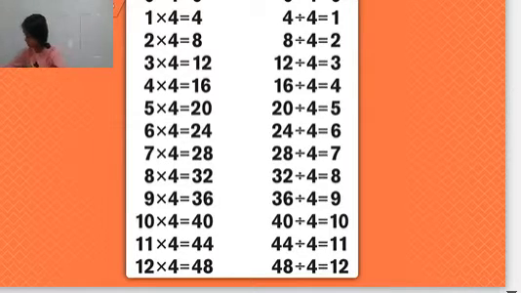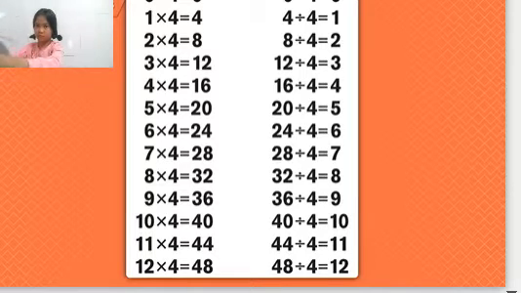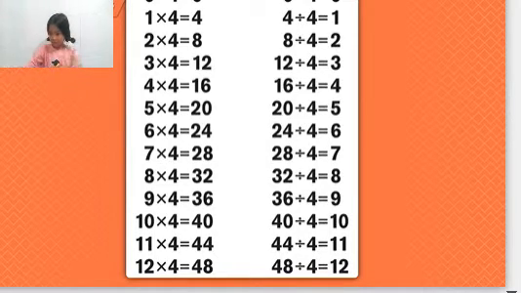7 times 4 equals 28. 8 times 4 equals 32. 9 times 4 equals 36. 10 times 4 equals 40. 11 times 4 equals 44. 12 times 4 equals 48.